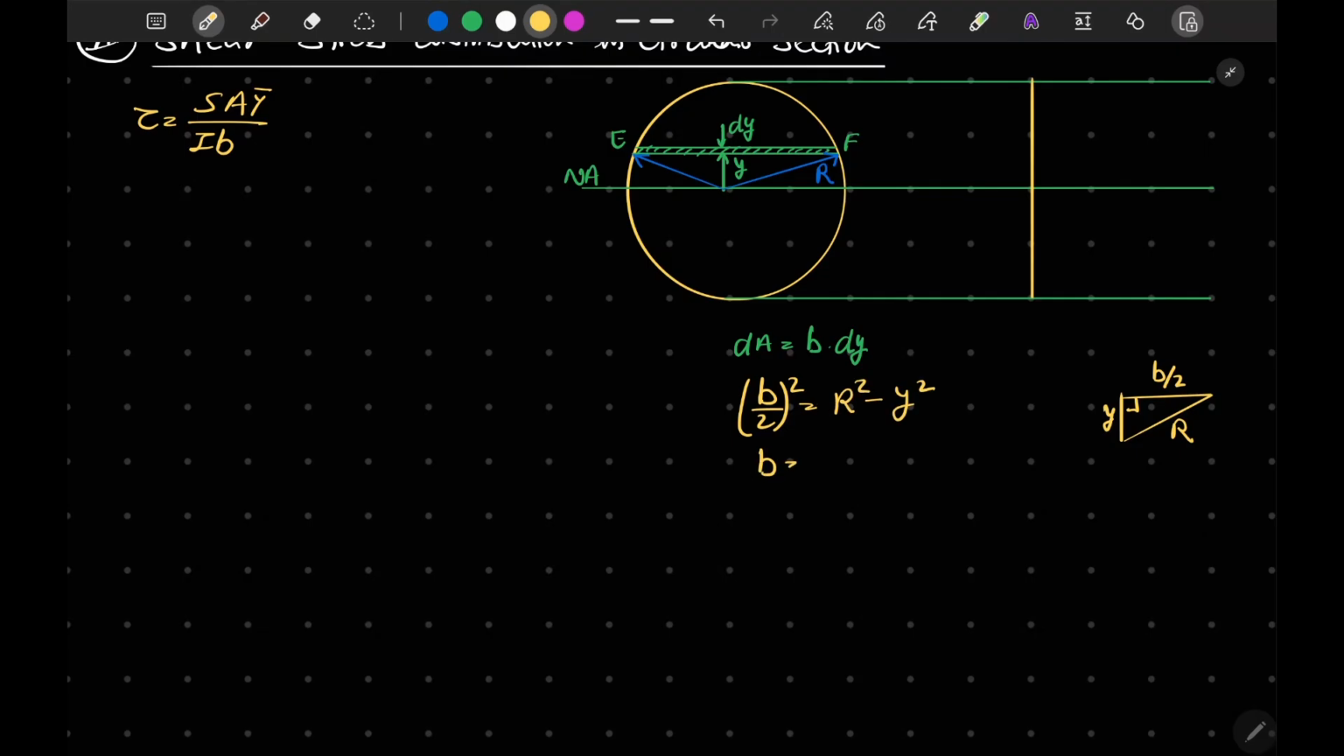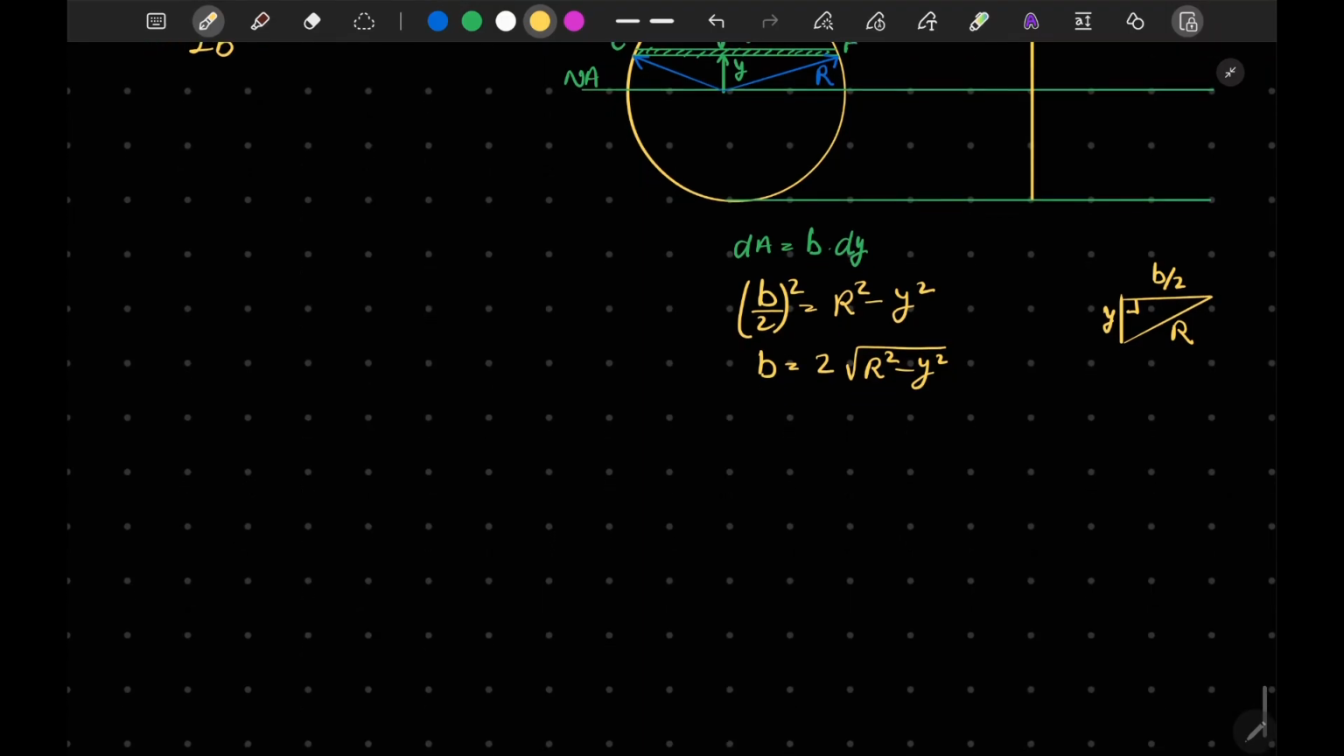So we can write B is equal to 2 times the square root of R² minus Y². So this is our width of the strip. Now we can calculate the dA. So dA is equal to B, that is 2√(R² − Y²), into dy.